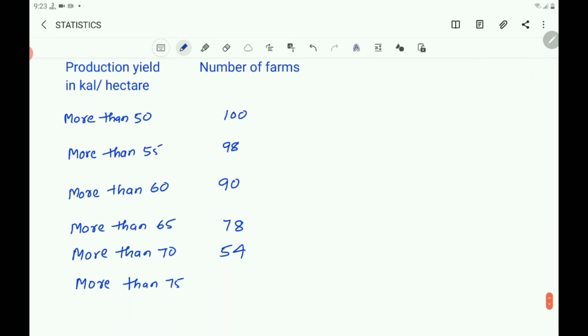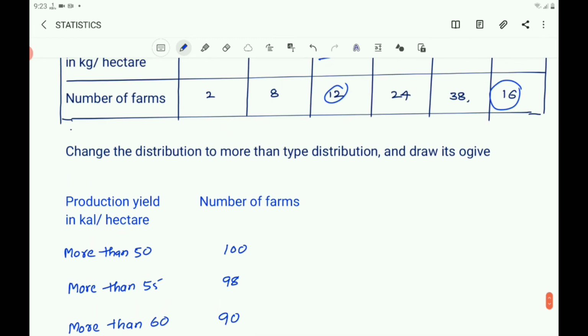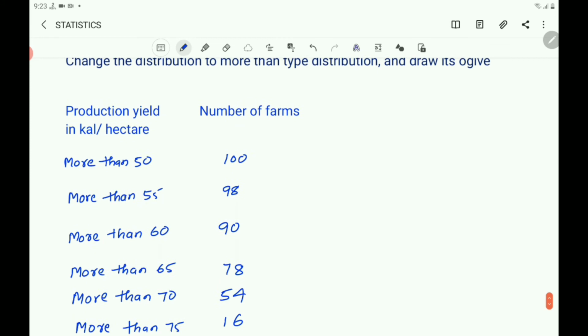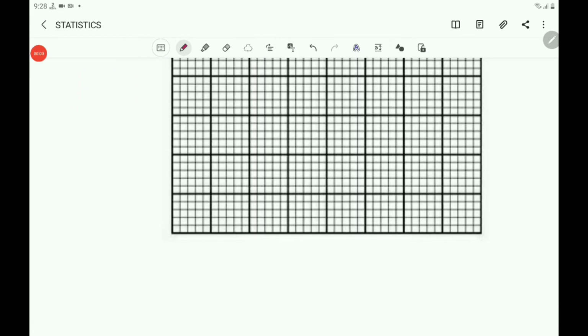That is 54 minus 38, and you will get 16. Next, let us start the ogive.